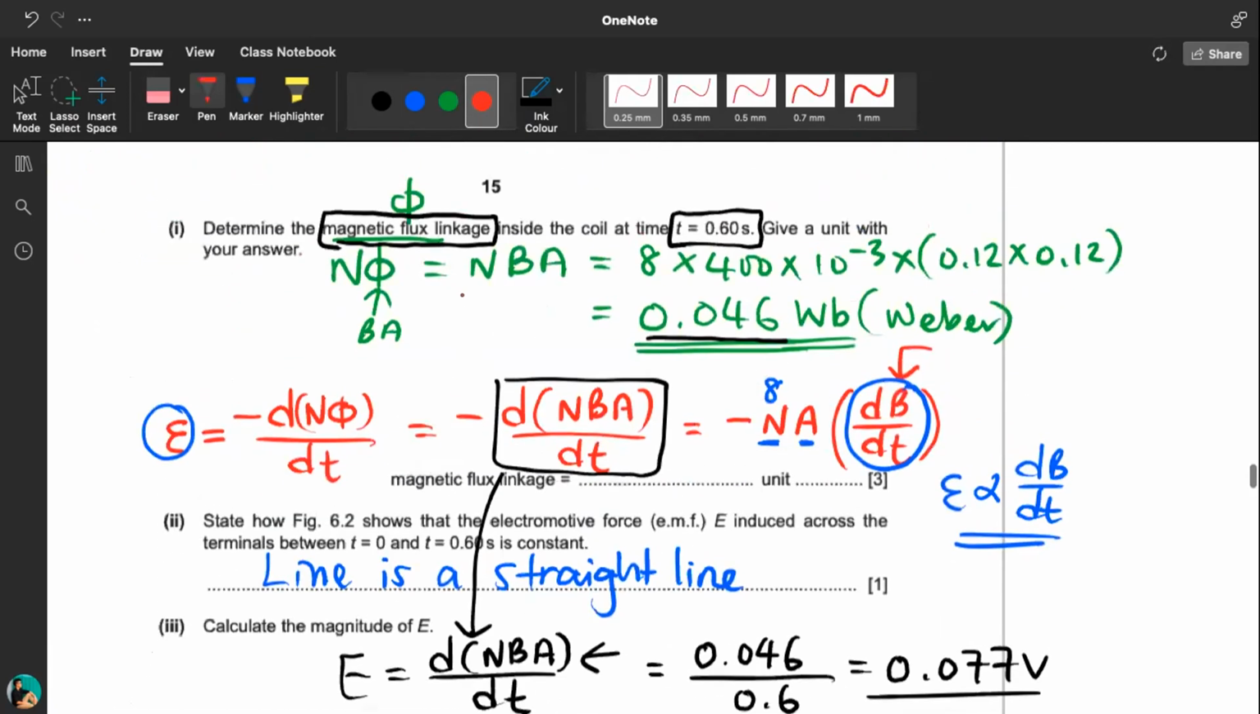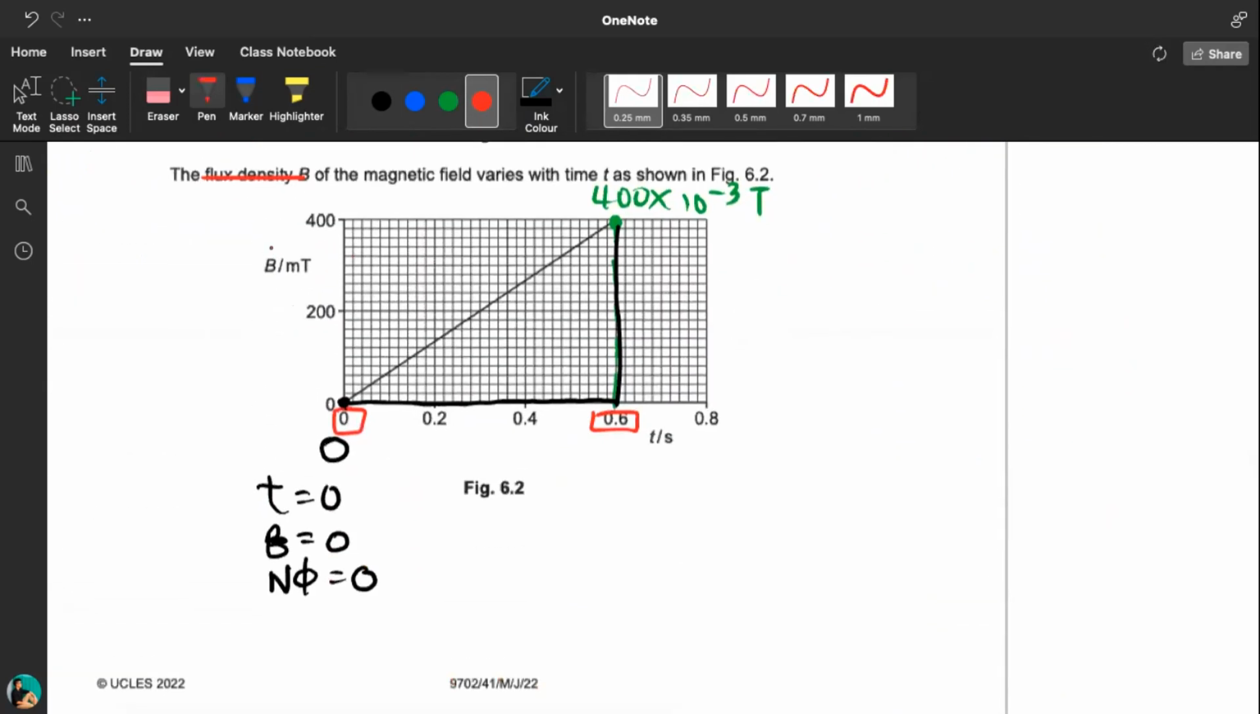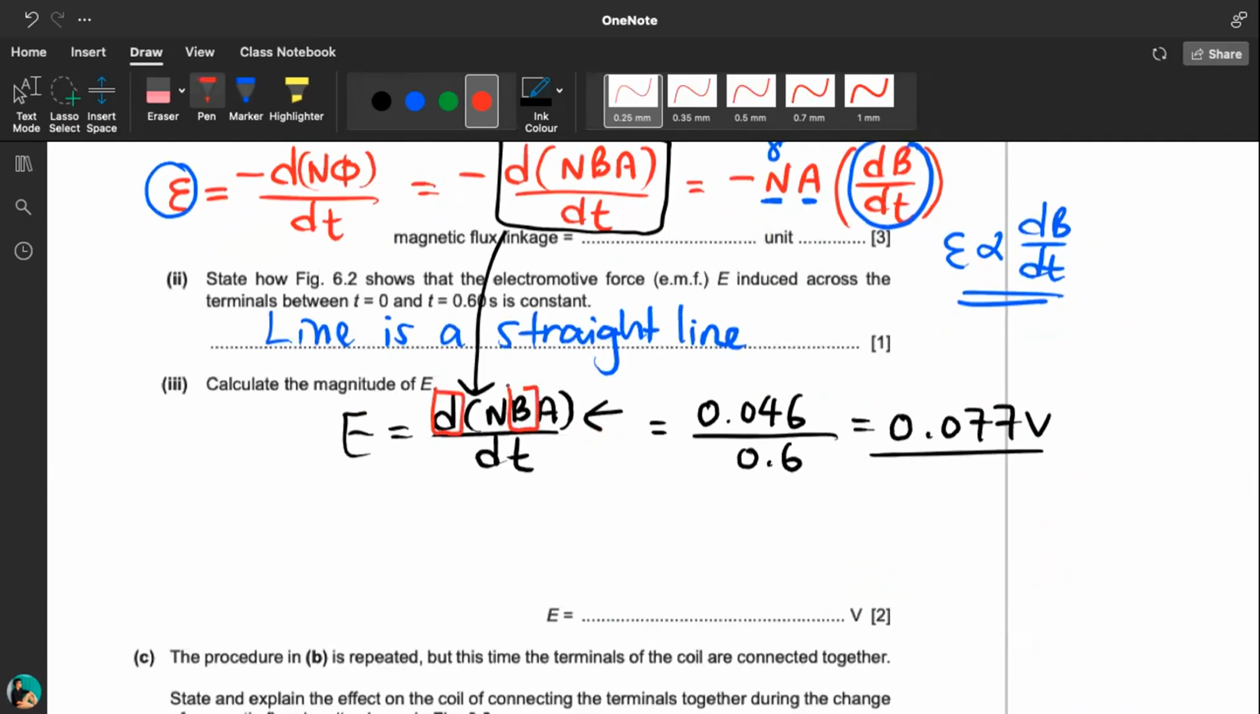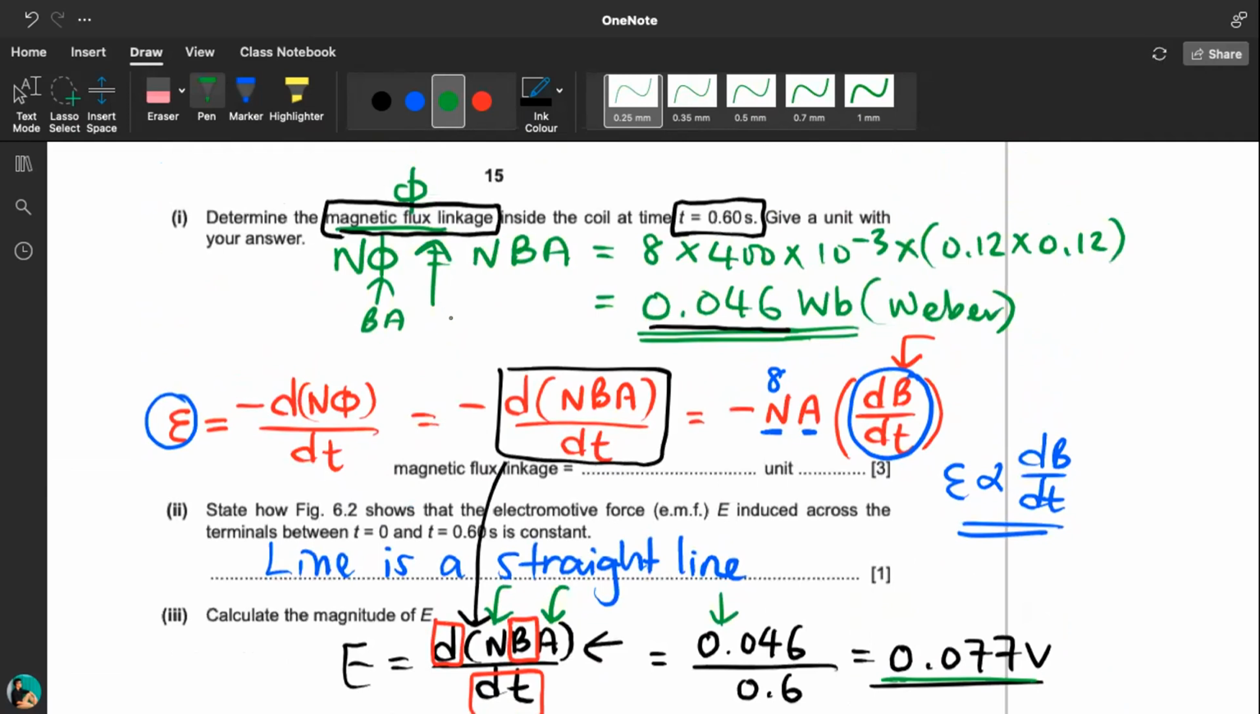Okay, one thing to be careful about is that in this graph, the y-axis is B, right? So the gradient is actually dB over dt. This is the gradient, right? That means this one over here, dB over dt, is the gradient. But then the NA is a constant. If you take the gradient times the NA, you will get the same answer here. Or you can just straight away take your answer for the change in the linkage.